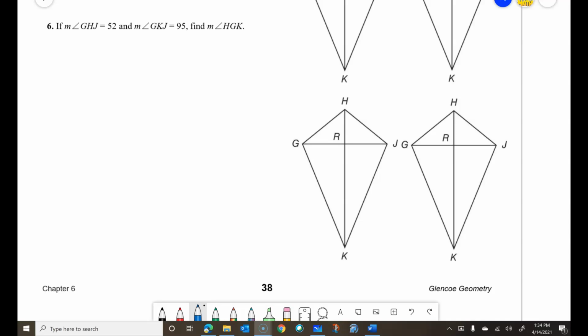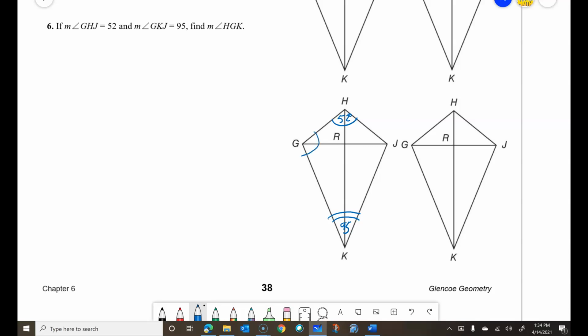Okay, number 6, we have angle GHJ is 52 degrees. So that's this angle up here. Okay. Then they tell me that angle GKJ, the angle living down here, this is similar to one that we already did. So that's this whole angle here. GKJ is 95. Find HGK. So I just want this whole angle.